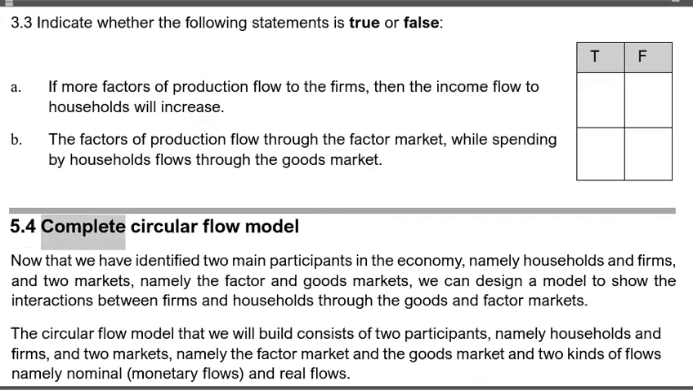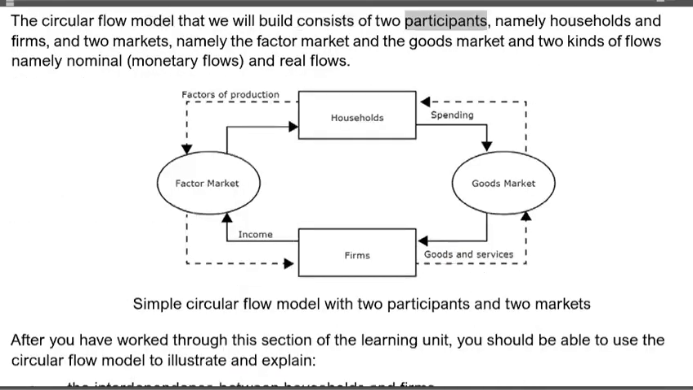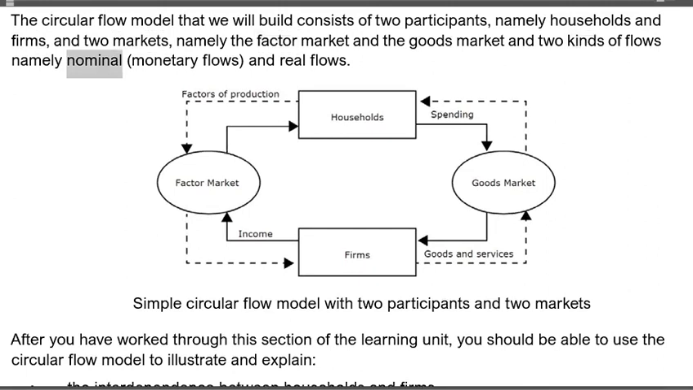5.4 Complete circular flow model. Now that we have identified two main participants in the economy, namely households and firms, and two markets, namely the factor and goods markets, we can design a model to show the interactions between firms and households through the goods and factor markets. The circular flow model that we will build consists of two participants, namely households and firms, and two markets, namely the factor market and the goods market, and two kinds of flows, namely nominal, monetary flows, and real flows. Simple circular flow model with two participants and two markets.